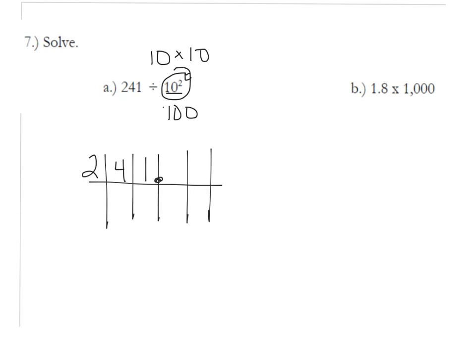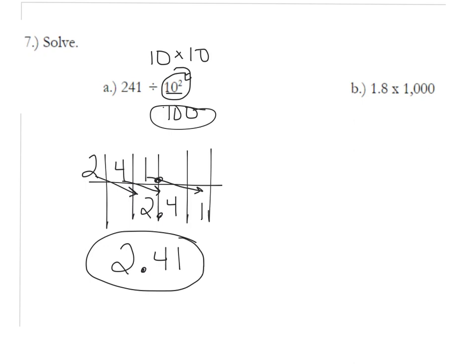Here's my decimal point. 2 places smaller. So we're going to shift that number 2 places smaller. So here it is once. Here it is twice. And we shift the 2 places as well. So now let's look at our new number. Correct answer should be 2.41 or 2 and 41 hundredths for part A.